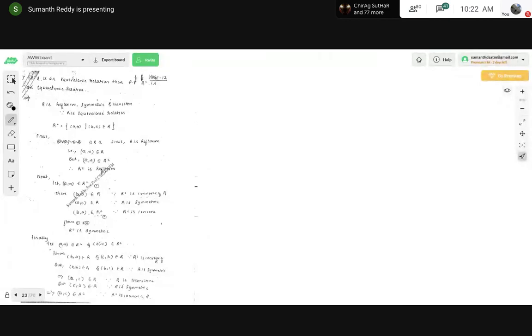Okay, so now what he is asking is, if I get to know that a relation R is an equivalence relation, will its converse also be an equivalence relation or not? That is what I need to check here. Here I have written the general definition of the converse. That is, if (B, A) is related, then (A, B) will be related. So now I need to check whether it is reflexive, symmetric, and transitive.